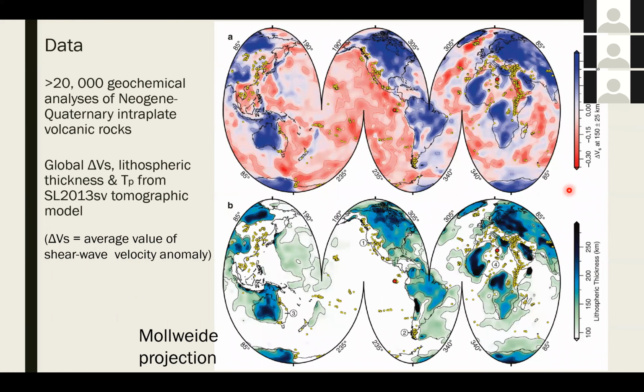And you can see it's clear that the intraplate volcanism is concentrated within the regions where negative shear wave velocity anomalies occur at a depth of 150 kilometers plus or minus 25 kilometers, and that intraplate volcanic rocks are concentrated within the region where the lithosphere is less than 100 kilometers thick.